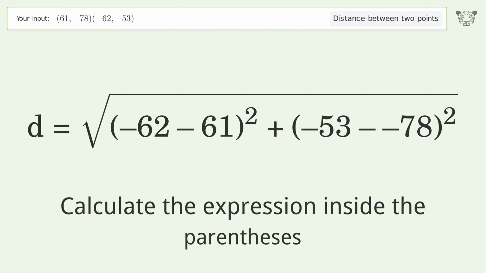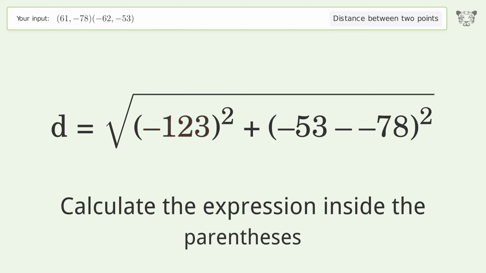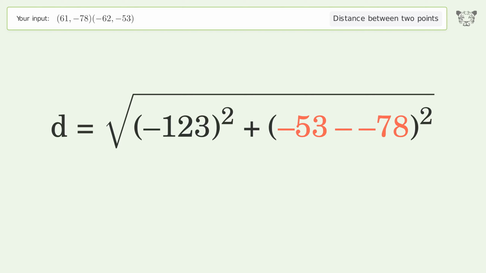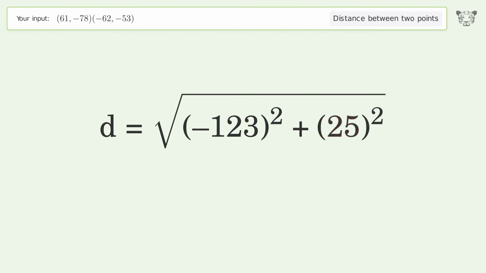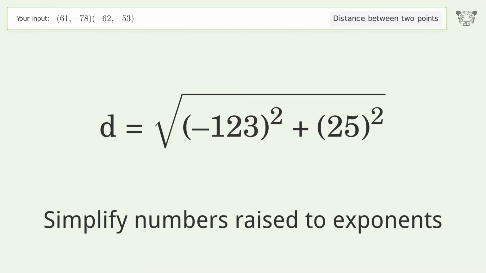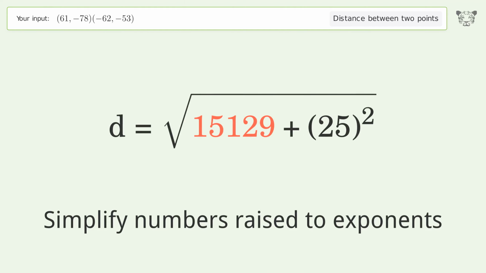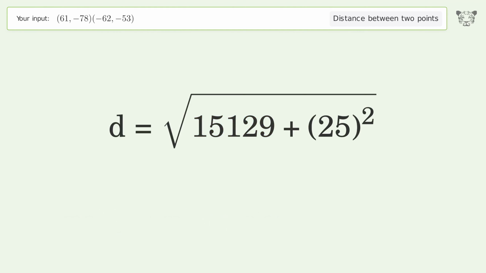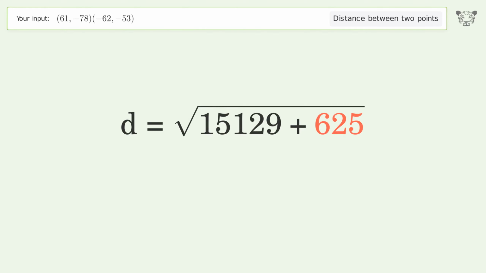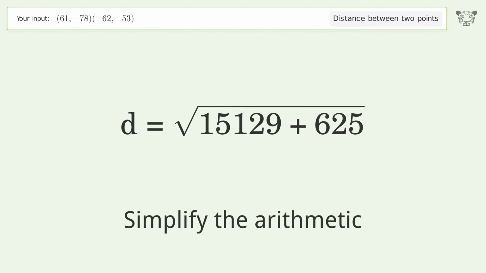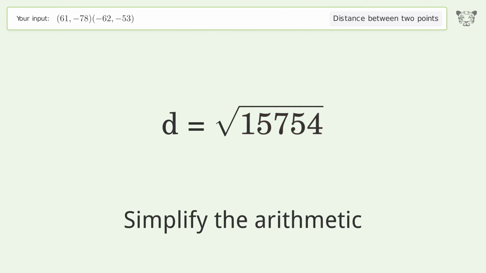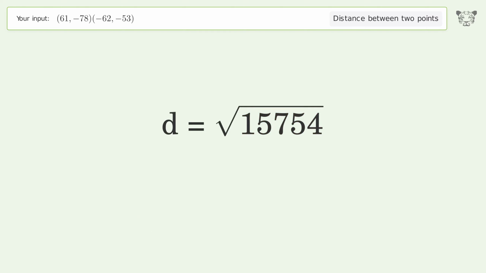Calculate the expression inside the parentheses. Simplify numbers raised to exponents. Simplify the arithmetic. And so the distance between the 2 points is the square root of 15,754, or 125.515.